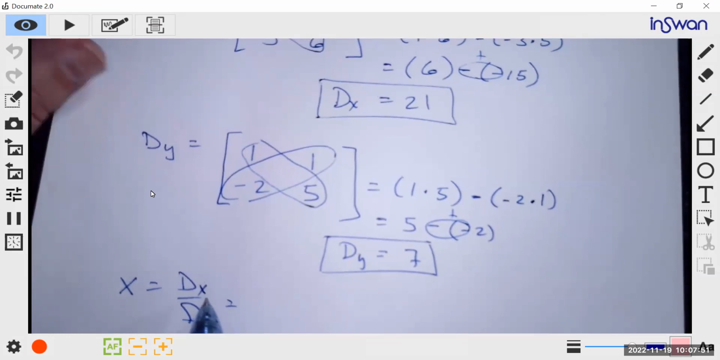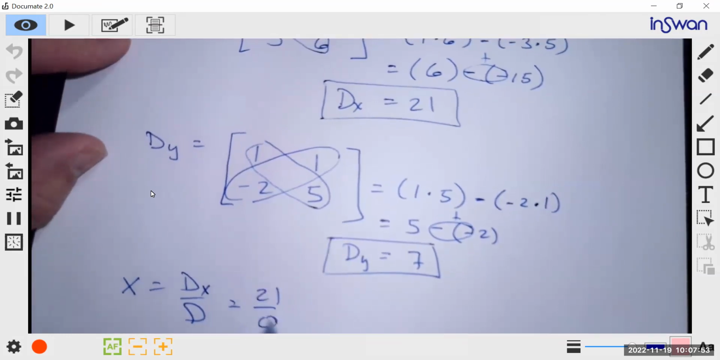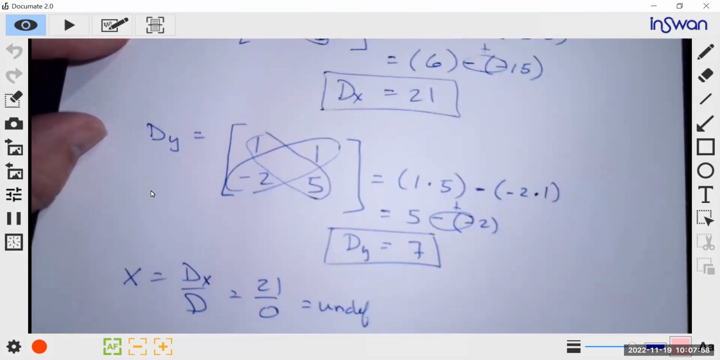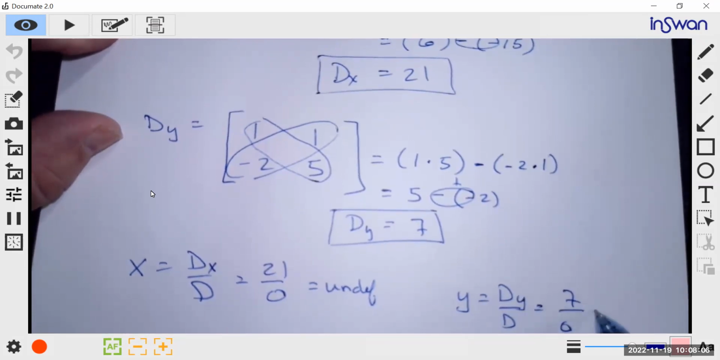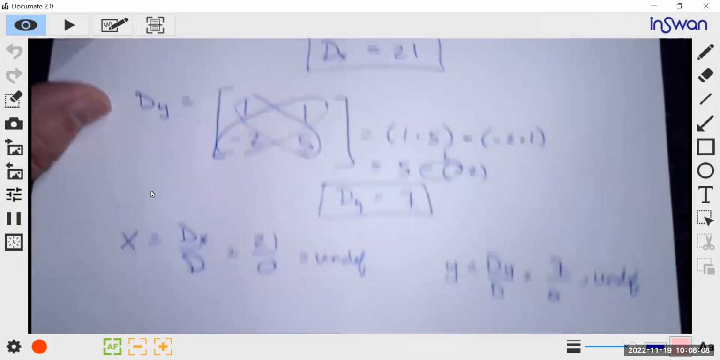So x is Dx over D: 21 over 0. Undefined. You can't divide by 0. Dy over D: 7 over 0. Also undefined.